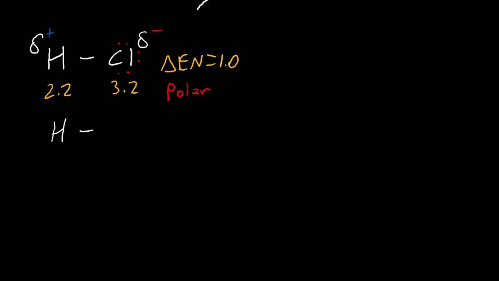Let's say we had more than one of these molecules. If they were around each other, the positive hydrogen end of this hydrogen chloride molecule will be attracted to this negative chlorine end of this hydrogen chloride molecule. And the other way around, which can apply to all polar molecules.